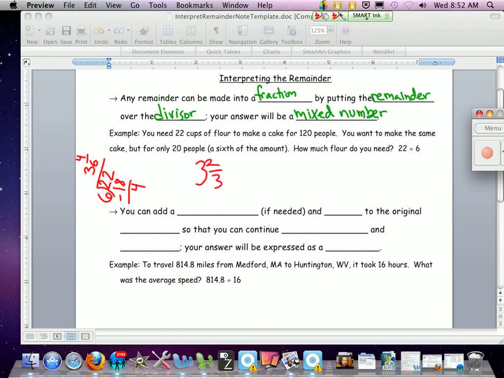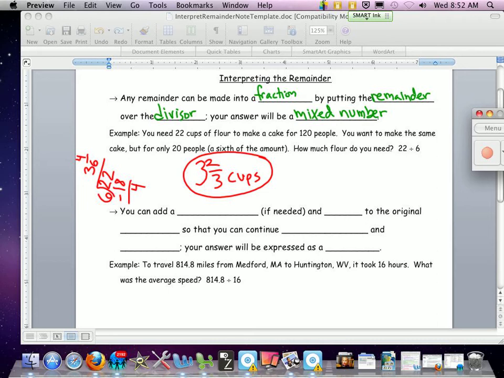A lot of people will say 3 2/3 flour. That doesn't tell me how much flour, so I have to make sure I reread the problem, pay attention to the units, and say 3 2/3 cups, or cups of flour. Make sure you have the proper units.